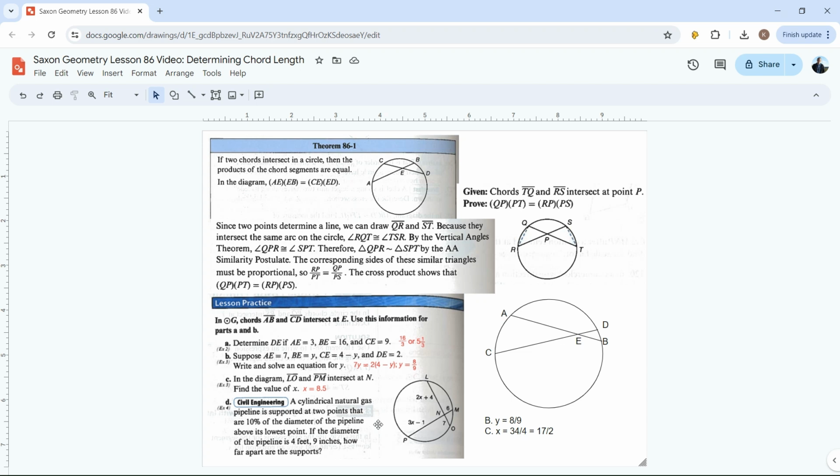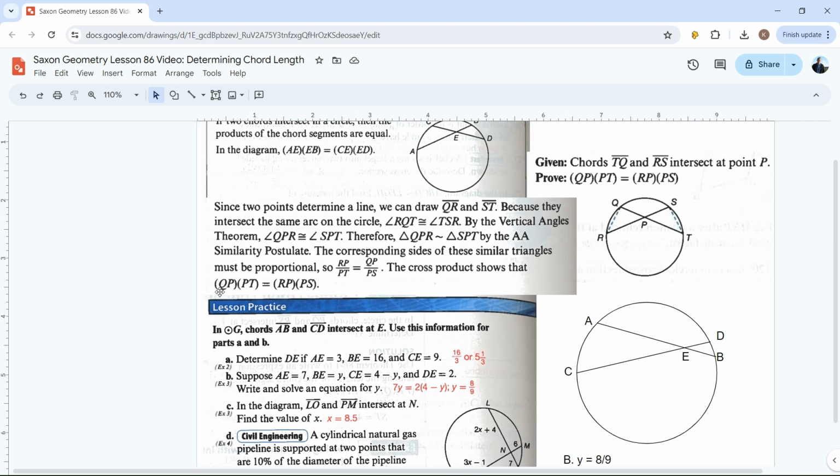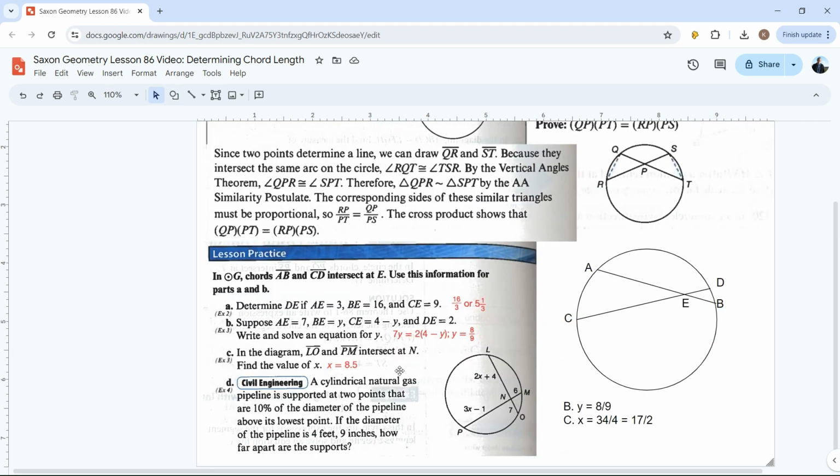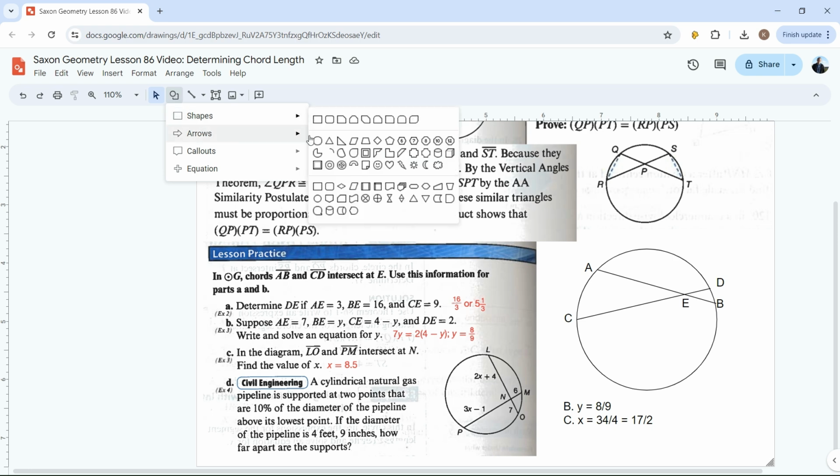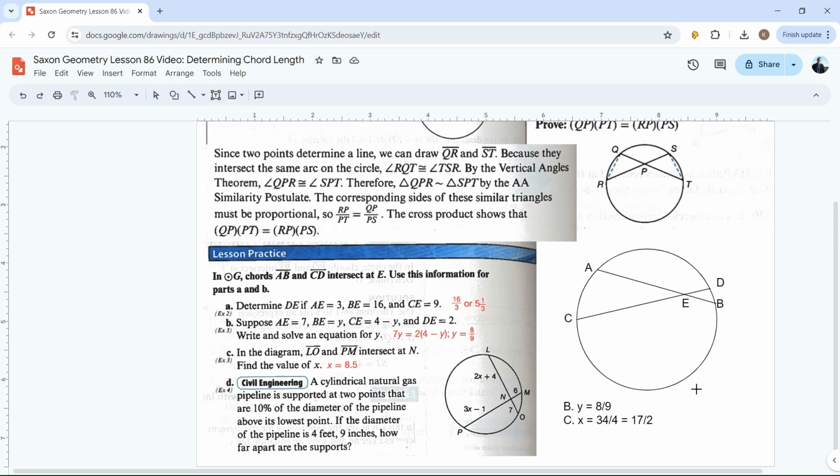All right, letter D is another one we're going to need to just make a picture for. In letter D, we have a cylindrical natural gas pipeline supported at 2 points that are 10% the diameter of the pipeline above its lowest point. Okay, so whoa, that's a lot going on there. I'm just going to say this. You're going to have some problems where you're doing this.